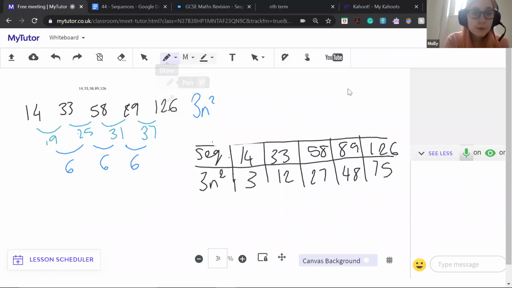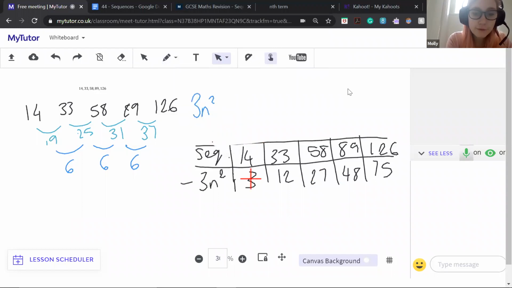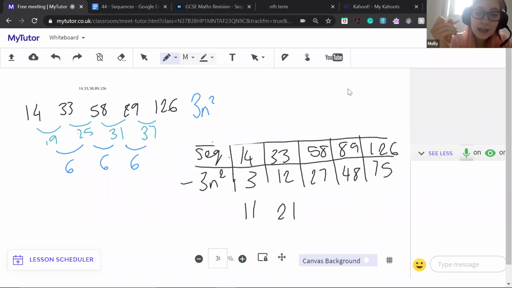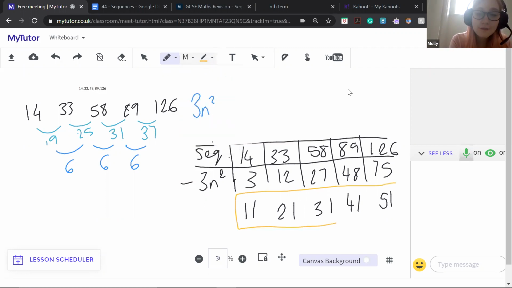So let's subtract it. We literally just do it by term. So 14 minus 3 gives us 11. 33 minus 12 gives us 21. 58 minus 27 gives us 31. And so on. Now what we've got is a new sequence. So this is what's left of our sequence once we take off the 3n squared.